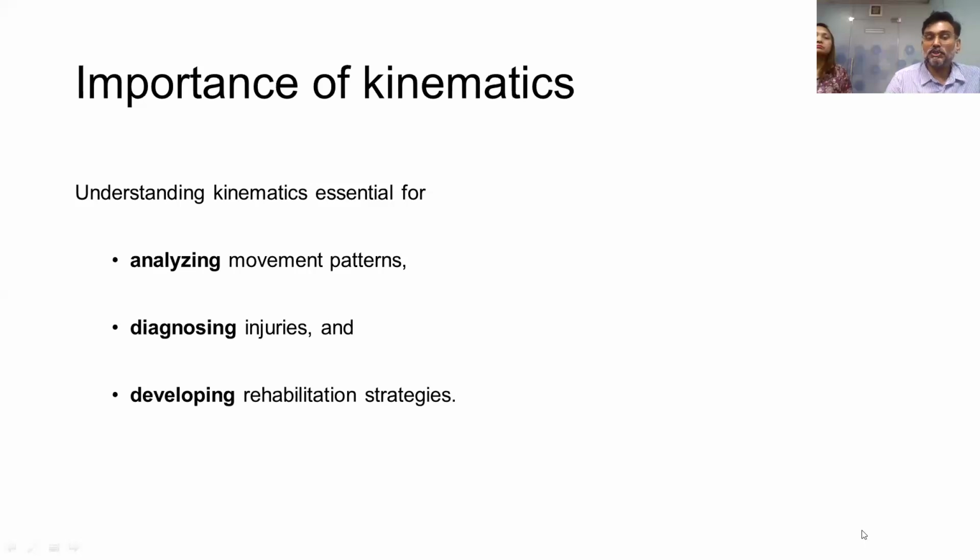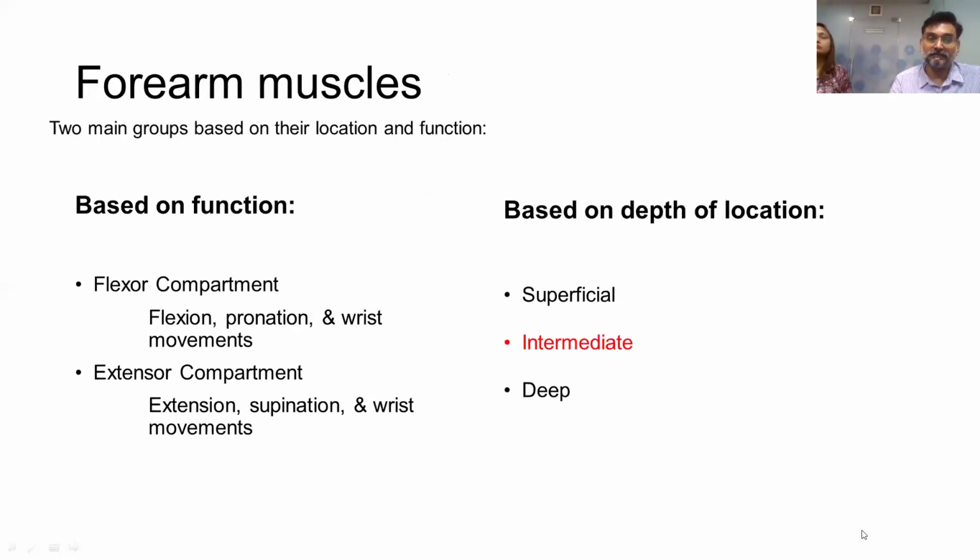Understanding kinematics is essential for analyzing movement patterns, diagnosing injuries, and developing rehabilitation strategies. There are two main groups based on their location and function. So basically, you can classify forearm muscles based on their function into flexor compartment and extensor compartment. And based on the depth of location, you can classify them into superficial, intermediate, deep. The flexor compartment has superficial, intermediate, and deep muscles, and the extensor compartment has superficial and deep muscles.